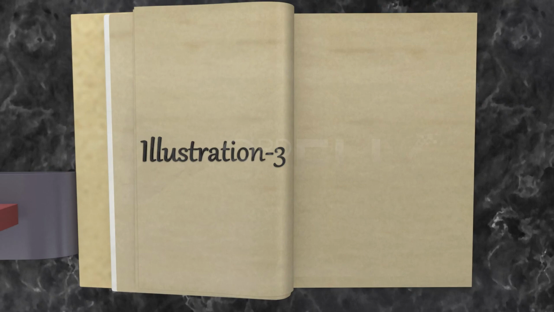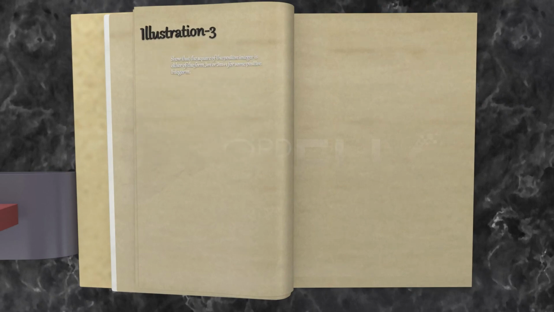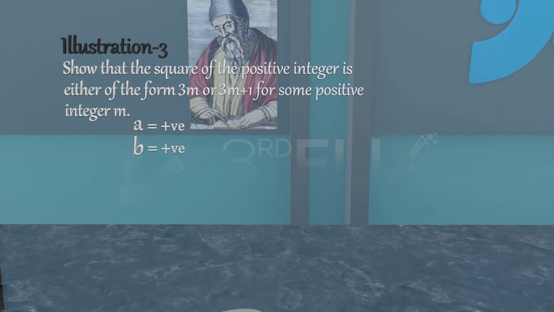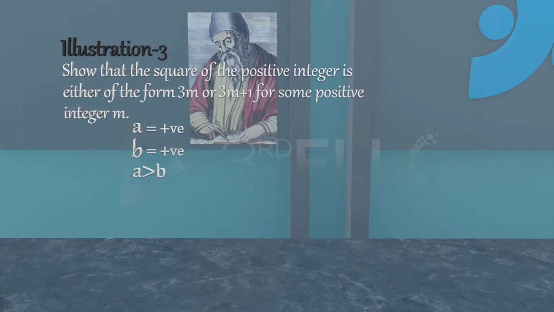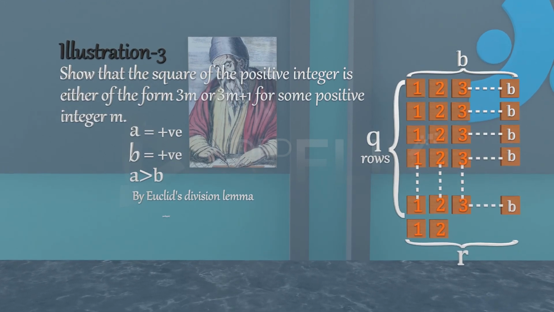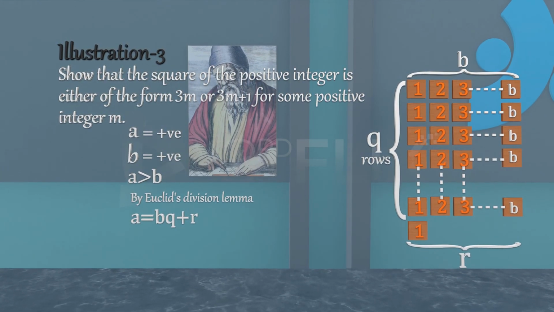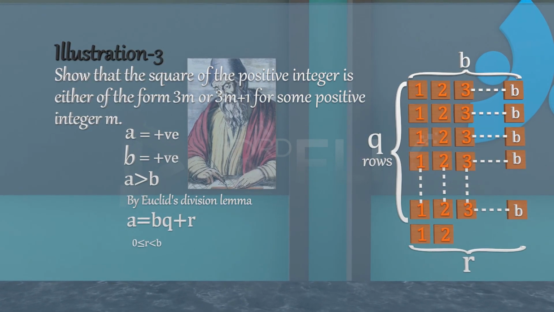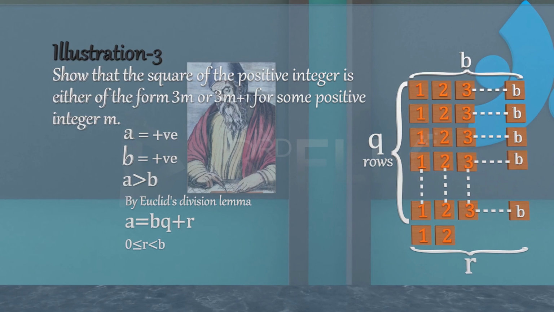Illustration 3. Show that the square of any positive integer is either of the form 3m or 3m plus 1 for some positive integer m. Let us consider any two positive integers a and b such that a is greater than b. Then, by Euclid's division lemma, we have a equals bq plus r, where q, r are integers and 0 less than or equal to r less than b.